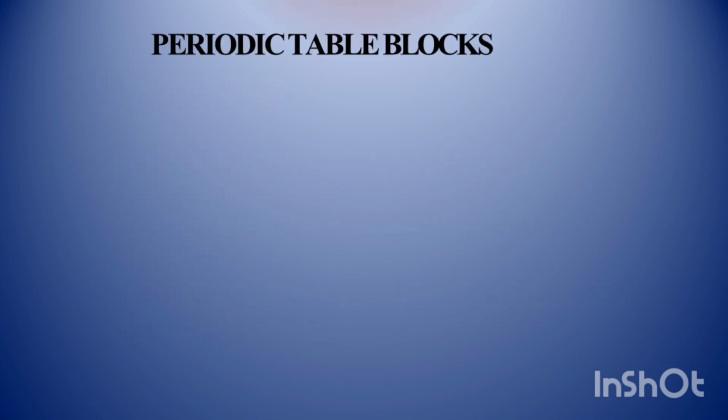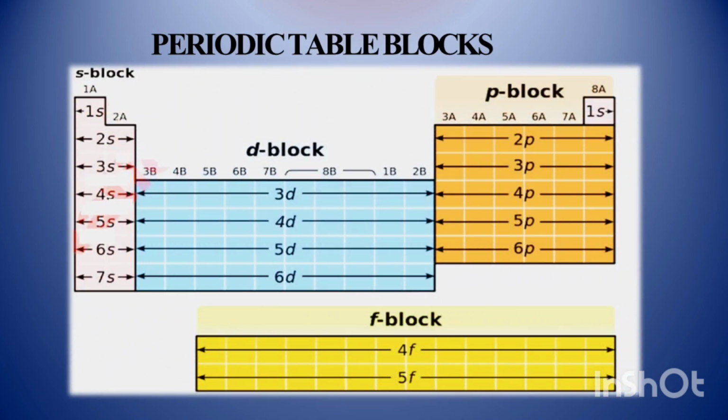Students, before starting today's lecture, let us look at the location of D and F block elements in the periodic table. So in this picture, you can see that S block elements are placed on the extreme left side and P block elements on the extreme right side, whereas the D block elements are present in between S block elements and P block elements. And you are going to find the F block elements on the bottom of the periodic table.